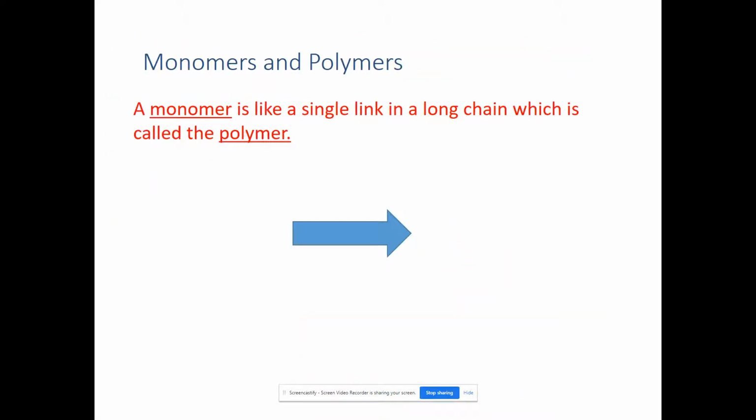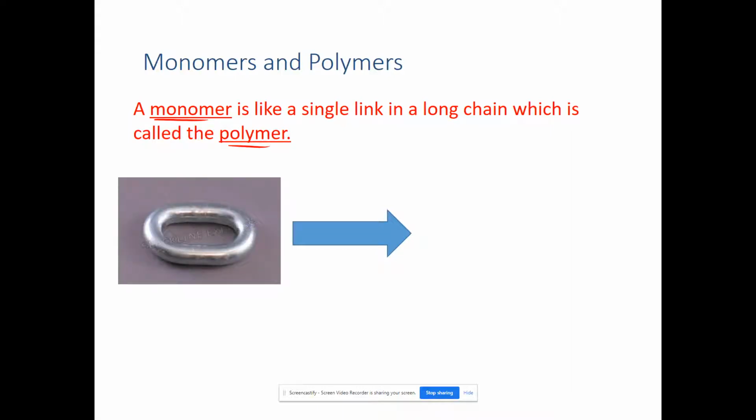We have to know some terms in order to really understand how macromolecules or biological molecules work. We need to know the word monomer and the word polymer. A monomer is like a single link in a long chain, which is called the polymer. I have some pictures for you here. That would be a monomer.